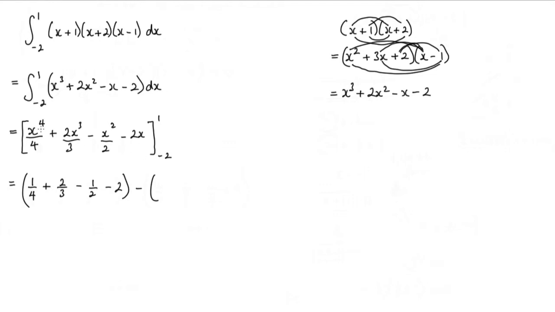So negative 2 to the power 4, well, that would be 16, and 16 divided by 4 is 4. Negative 2 into here would give me a negative 8 times the 2, so that would be negative 16 over 3. Negative 2 squared would be positive 4 over 2, but we've got this negative as well, so I'd get a negative 2. And negative 2 into here, we end up with a positive 4.